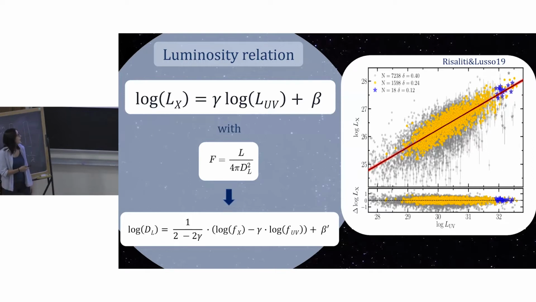And so what happens? If I take the flux-luminosity relation and I substitute here for the luminosities, the luminosity distance is always the same if we observe in the X-ray or in the UV. And so we can get an equation for the luminosity distance of a quasar by only observing its fluxes and knowing the parameters of the relation. So these objects can be standardized and we can derive distances for them.